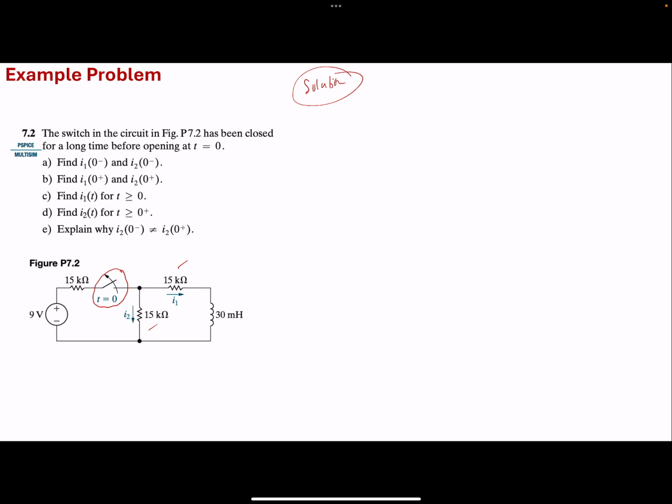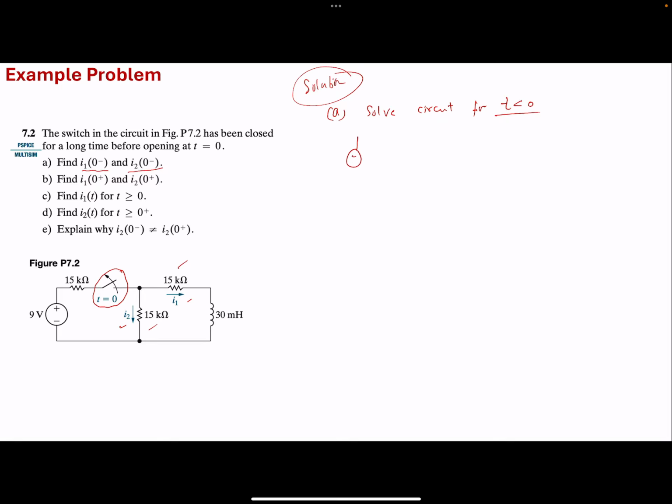Solution. So the very first thing it is asking us to do is to find the value of the currents I1 and I2 just before the switch opens, right? I have to find both currents at 0 negative. So this means that I have to solve the circuit for t less than 0. T less than 0 means that your switch was closed.